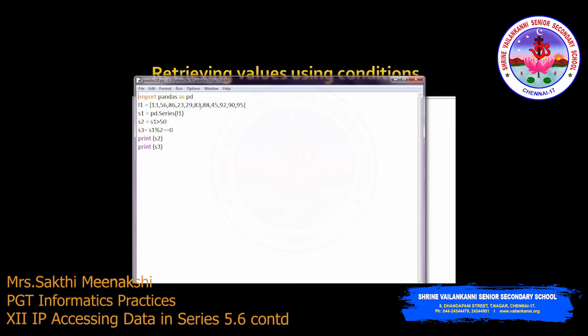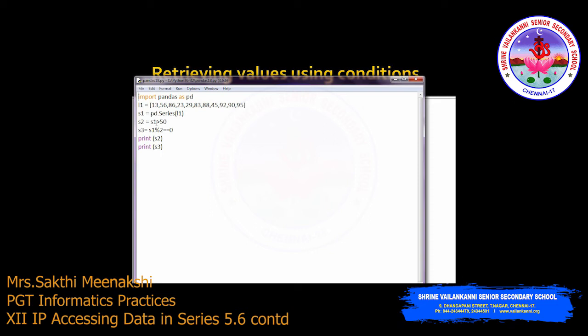So this is my program. The same L1 list, and we are creating an S1 series, and the S2 series I am creating here is based on a condition. You can see it here, S1 greater than 50, right? So the values of S1 which satisfy the condition greater than 50 will be retrieved, and that will be stored in the S2 object. The next condition I am using is S1 modulus 2. You know this modulus operator, right? So this gives the remainder. What is modulus 2 equals to 0? That is called even numbers. So each number will be divided by 2. If the remainder is 0, then that value will be retrieved and stored in S3.